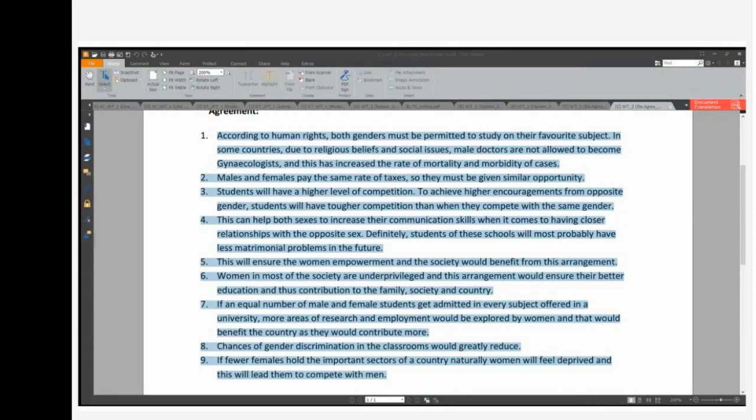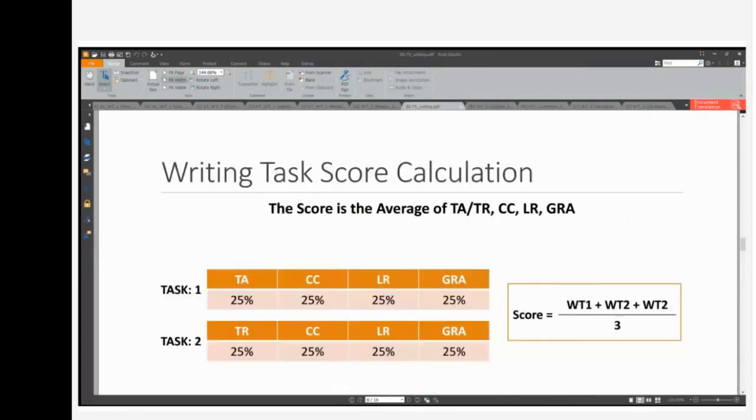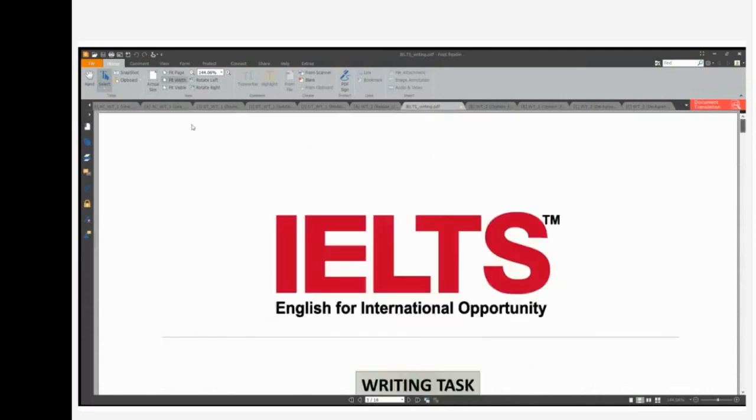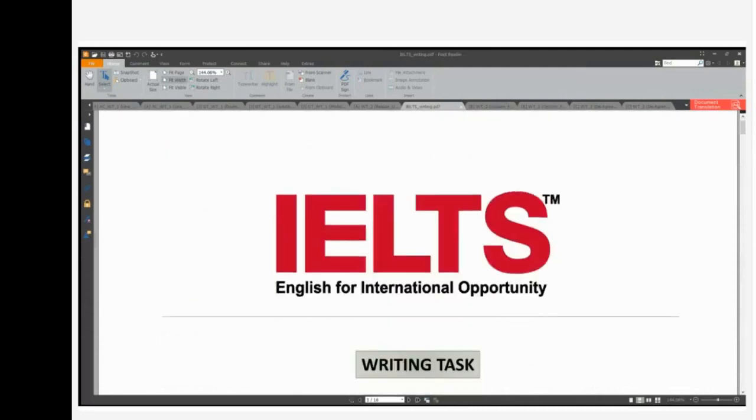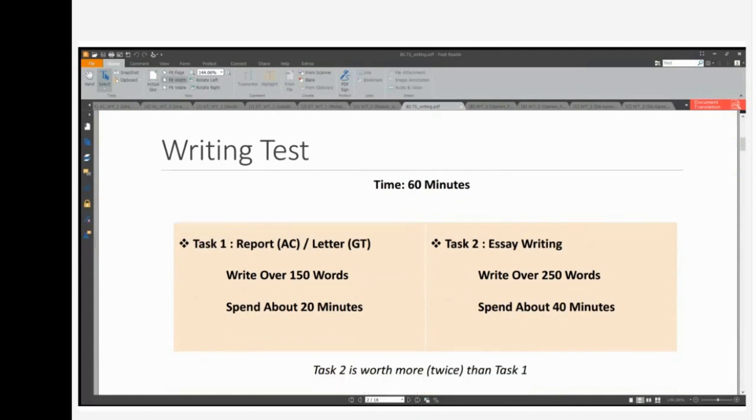Okay. So if you have no question, in that case, I'm going to briefly describe the whole writing test for you, starting from the beginning and how things are going to be marked, and what are the things the examiners will be looking for. So obviously the writing test is for 60 minutes, and you have to write a report in your task one for the academic module, and you have to write a letter in your task one for the general training module. For both modules, you have to write an essay in your task two.